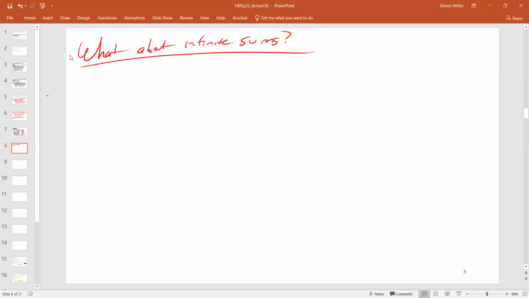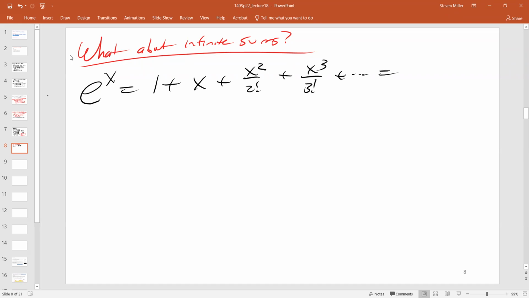There's two definitions of this. One is an infinite sum, and the other comes through compound interest. Did we do e to the x in this class? And this is 1 plus x plus x squared over 2 factorial plus x cubed over 3 factorial plus dot dot dot, the sum from n equals 0 to infinity of x to the n over n factorial. Did we do this as the definition of e to the x? So this is an infinite sum.